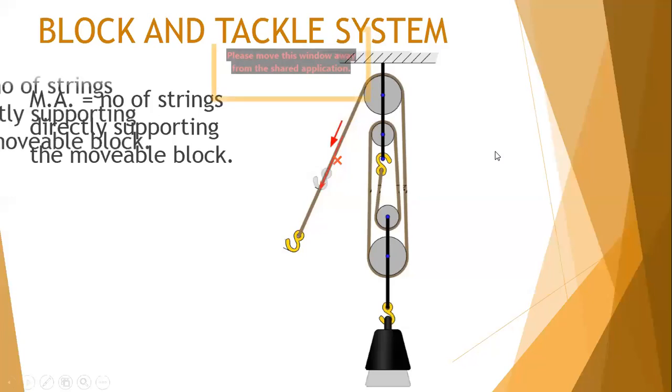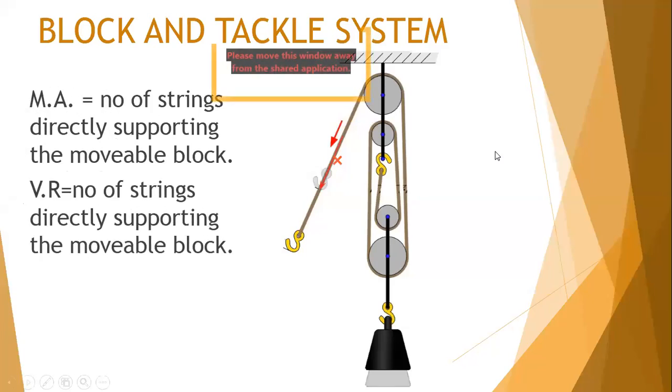Now, what will be the VR as well? As I said, in the textbook you will find a different method to find the velocity ratio. What will be the velocity ratio? It will be the displacement of effort upon displacement of load. So assume that this is the effort. Assume this effort is being moved down by 1 meter.